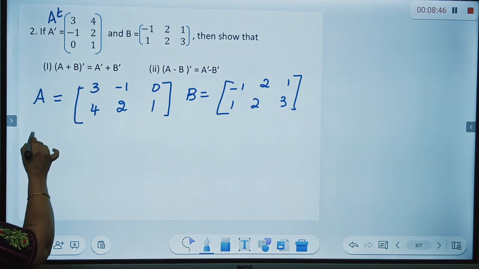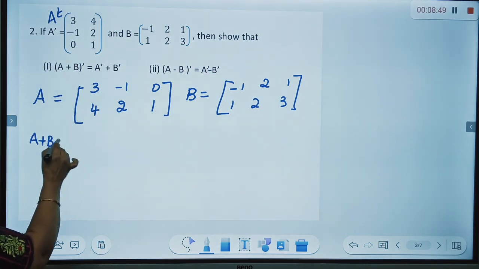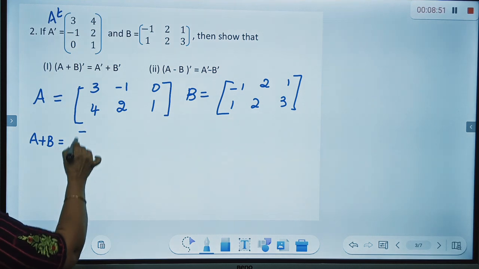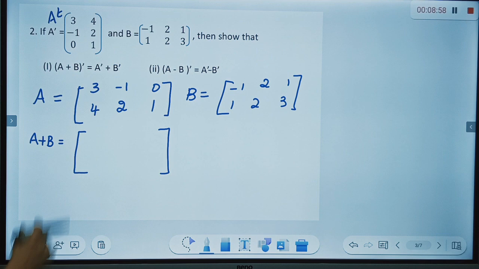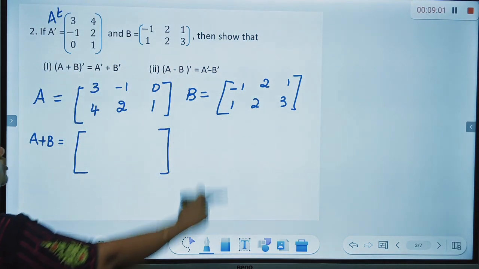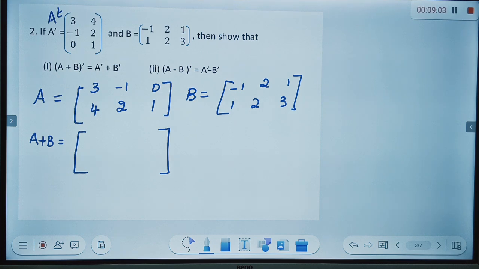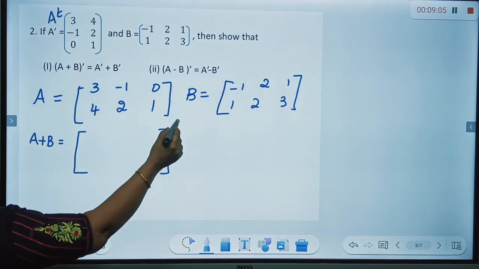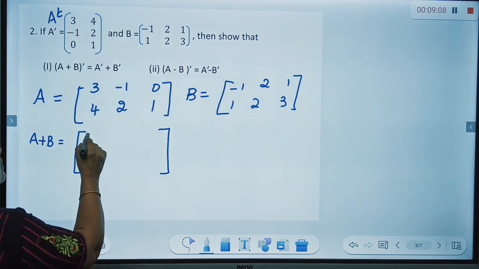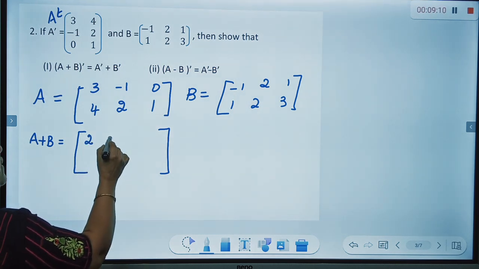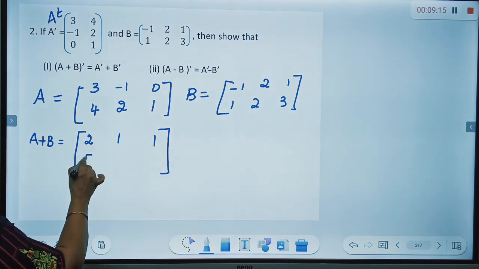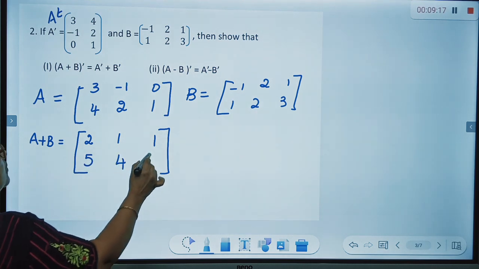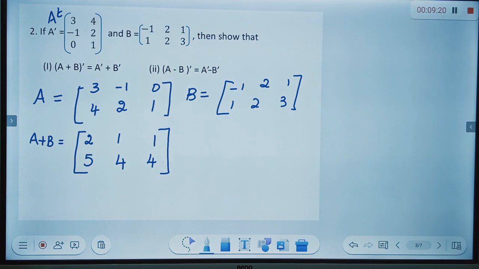Now, we have to find out what is (A + B) transpose. So, A plus B will be, how do you add two matrices? Term by term. They should be of the same order. Only then you can add. You can see that they are of the same order, 2 rows and 3 columns, 2 by 3. So, term by term addition. So, 3 minus 1, 2, minus 1 plus 2, 1, 1. This is A plus B.